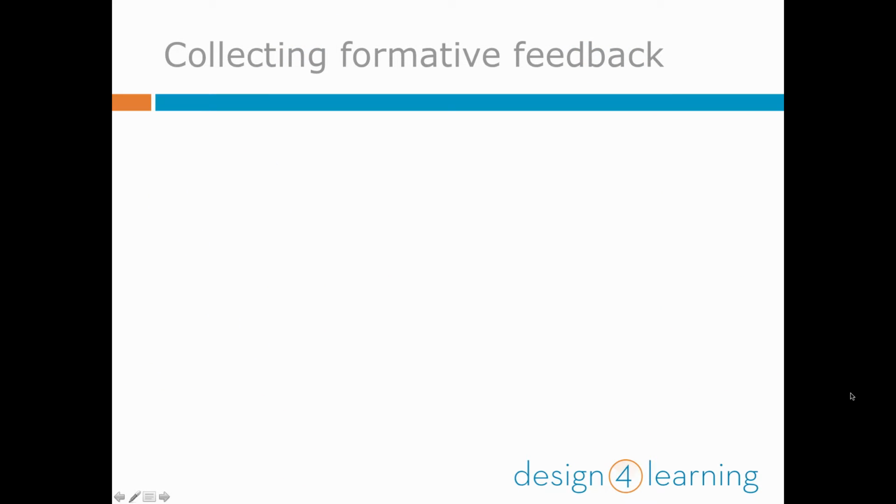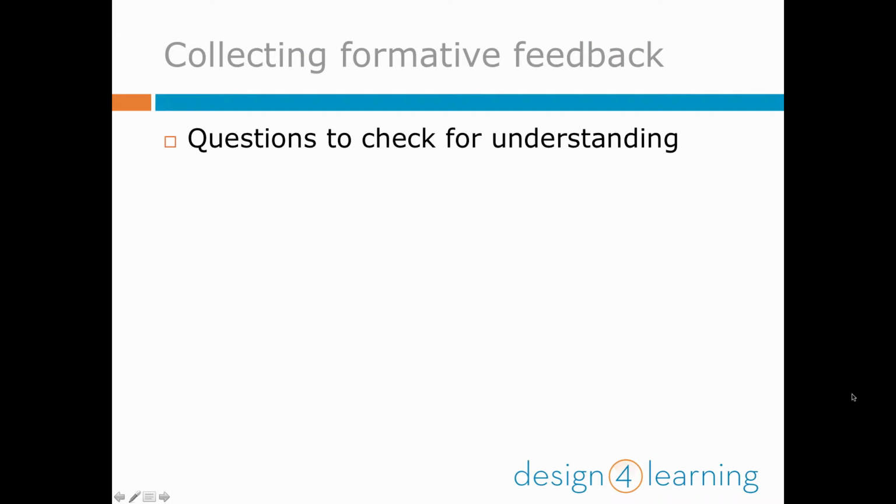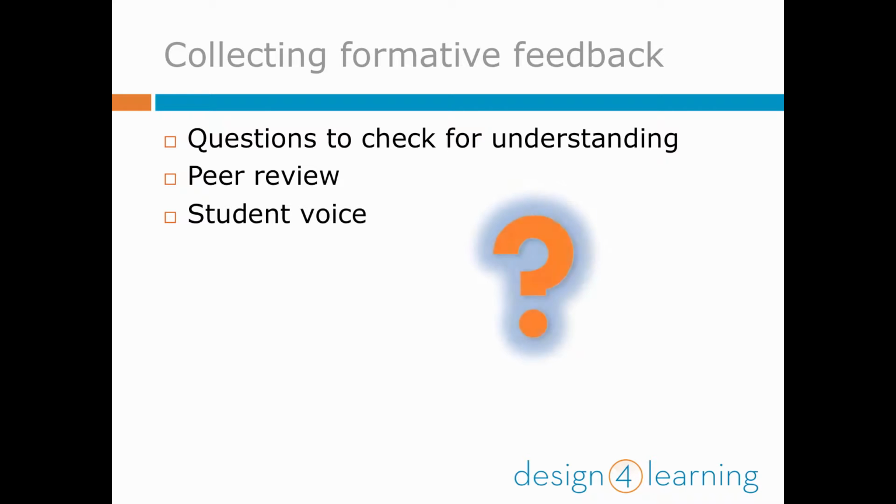How do you collect formative feedback from students? There are many ways. You can ask questions to check for understanding. You can have students review the work of their peers. You can collect evidence of student voice, such as asking a student to articulate the learning outcome in her own words. This is especially good for K-12 students. Do they really understand what they're supposed to know or do?